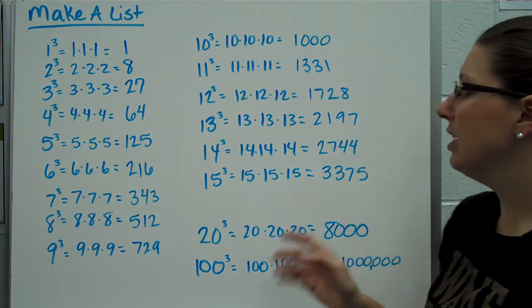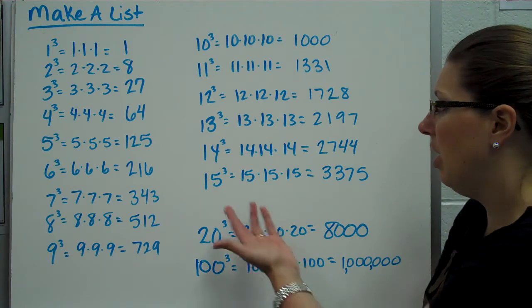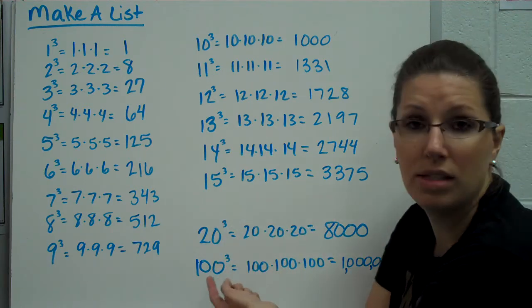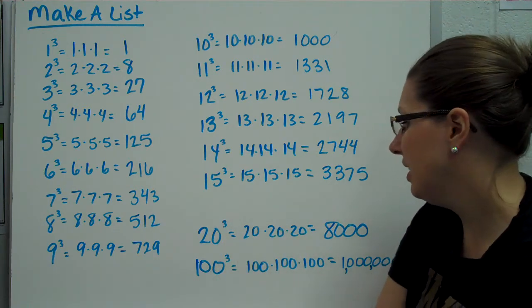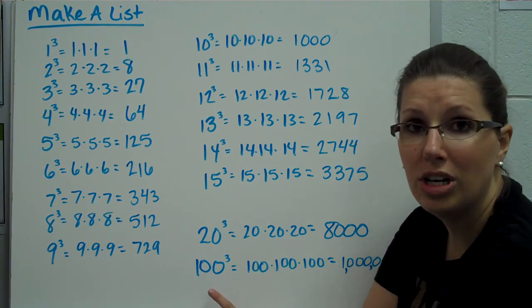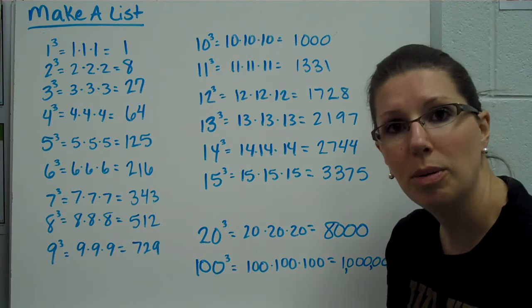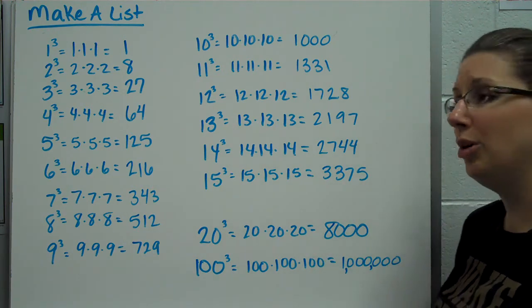It's just nice to see how large these numbers can get the bigger we go. So 20 cubed is actually 8,000. 100 cubed is 1 million. I'll give you a second if you want to pause the video. You can copy this down on your paper.